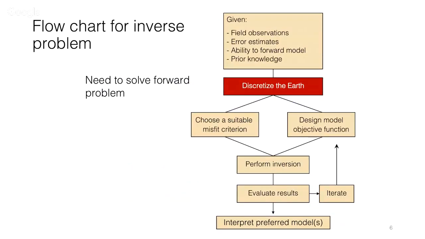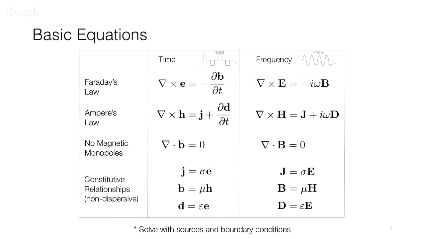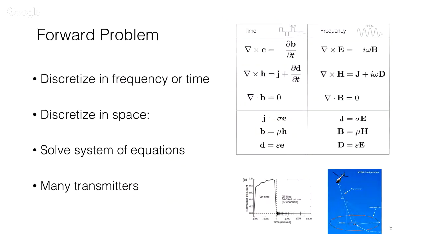So here's our flow chart for the inverse problem. We're going to discretize the Earth and then follow through. We need to be able to solve the forward problem. That means we need to solve Maxwell's equations. I don't think I've actually shown this at this point, but here's Maxwell's equations in time and in frequency. I guess everybody has seen these with constitutive relationships from the laboratory. We need to solve those with particular sources and boundary conditions, and we need to discretize it.